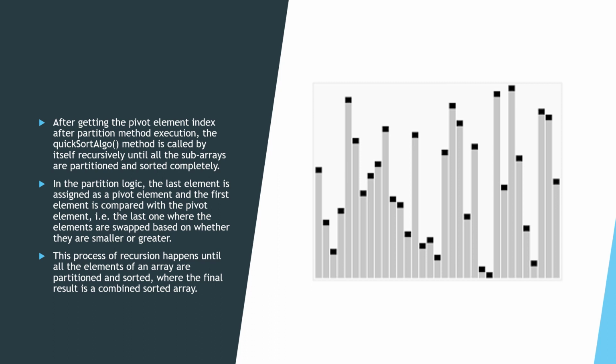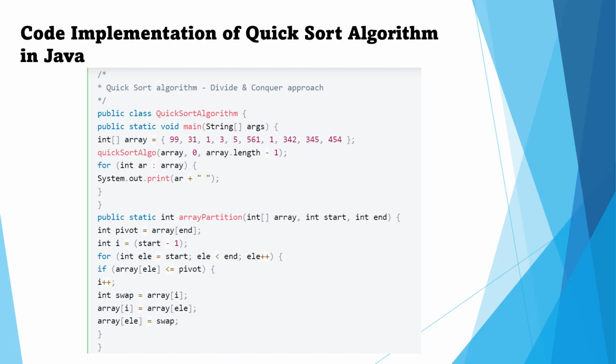partitioned and sorted completely. In the partition logic, the last element is assigned as the pivot element and the first element is compared with the pivot element. The elements are swapped based on whether they are smaller or greater. This process of recursion happens until all the elements of the array are partitioned and sorted, where the final result is a combined sorted array.